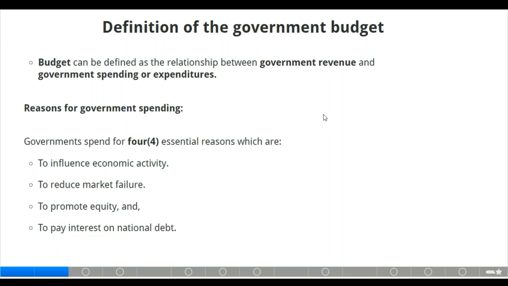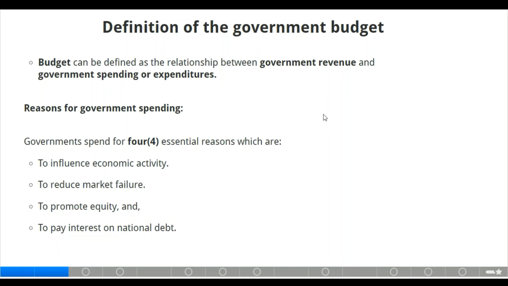Now let us check the reasons for government spending. Why does government spend? Government spends for four essential reasons, which are what? To influence the economic activity, that is to spend in order to increase the aggregate demand to stimulate higher output, which leads to economic growth. Also to reduce market failure.